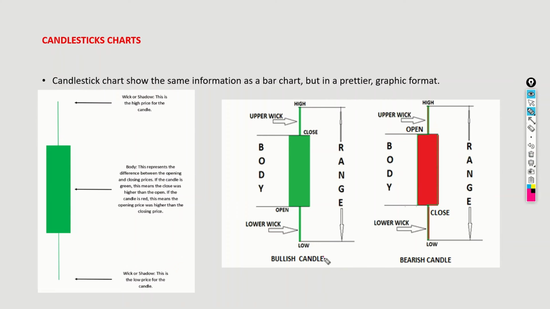Are we together? Bullish candle, green. Bearish candle, red. Bullish candle, price opens lower and then it closes higher. And a bearish candle, price opens high and then it closes low, right? Upper wick shows us the highest price traded. Lower wick shows us the lowest price traded. The difference between the upper wick and the lower wick is what we call the range. Then the body is the difference between the open price and the close price. Hope we are together.